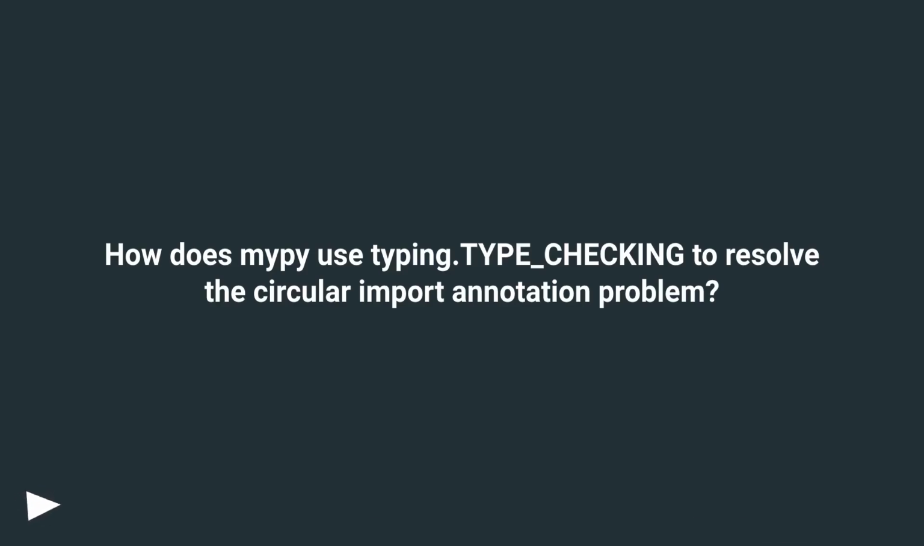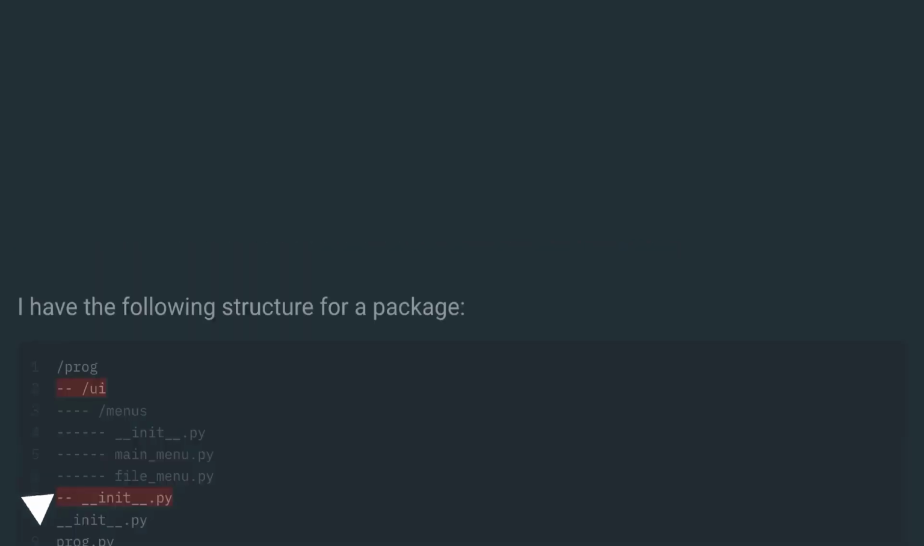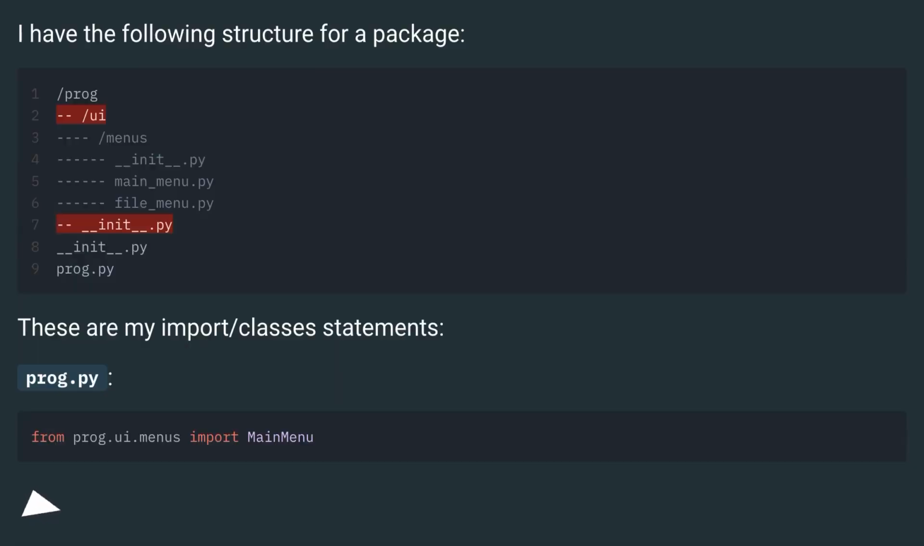How does mypy use typing.TYPE_CHECKING to resolve the circular import annotation problem? I have the following structure for a package. These are my import/classes statements.